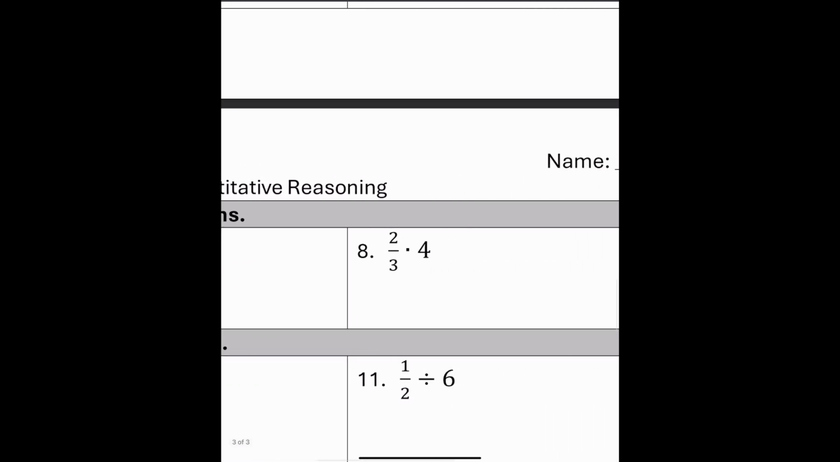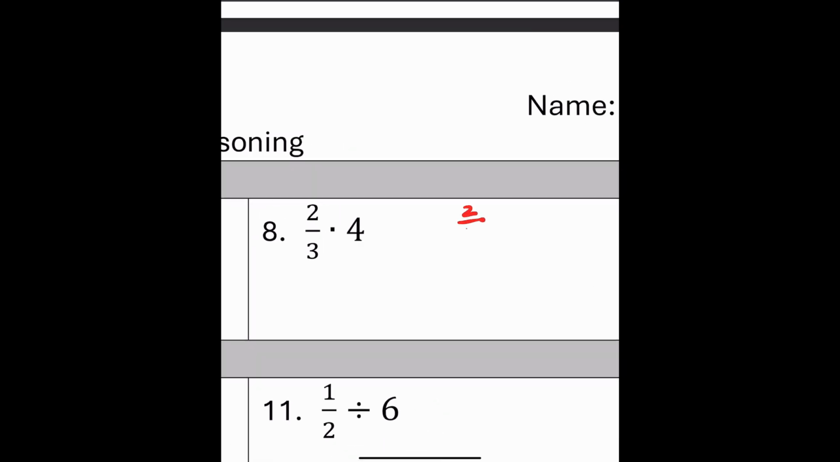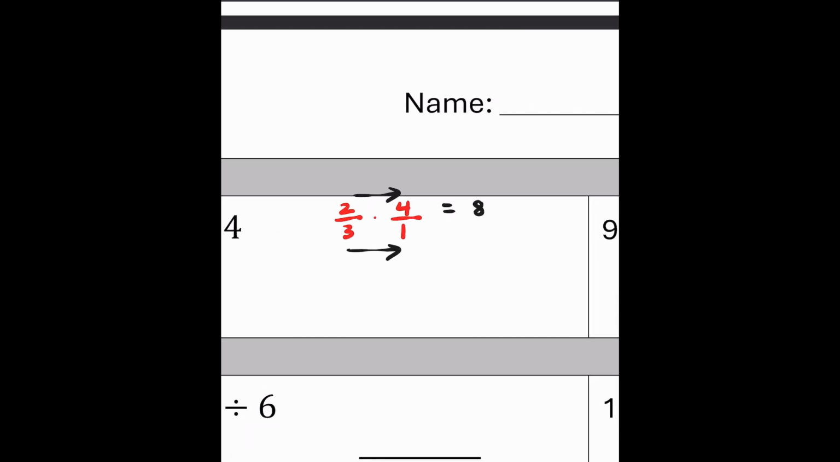Let's do another one. We have 2/3 times 4, which we can rewrite as 2/3 times 4 over 1, right? Then we multiply across. 2 times 4 is 8. 3 times 1 is 3. So the answer is 8/3.